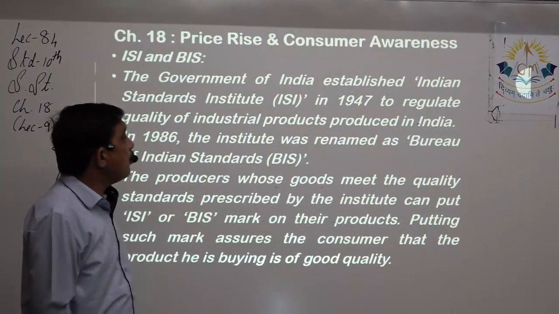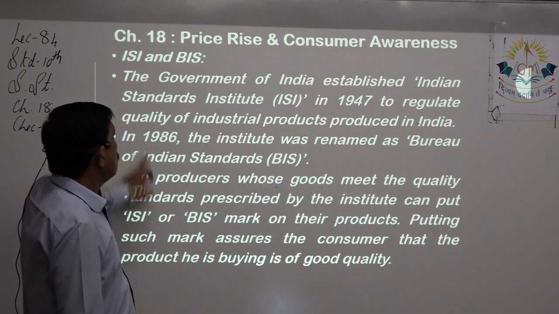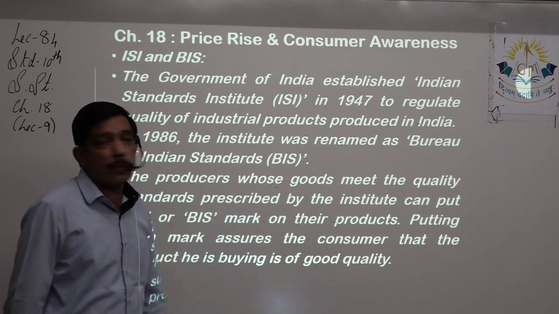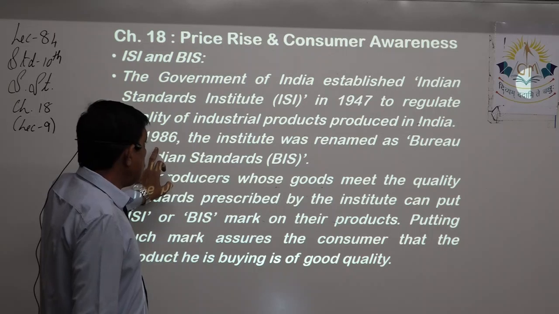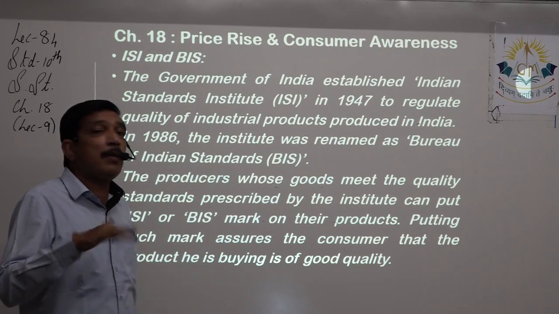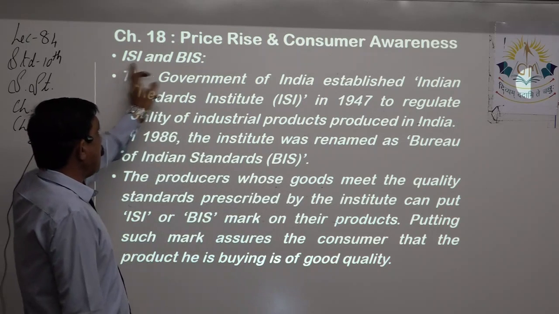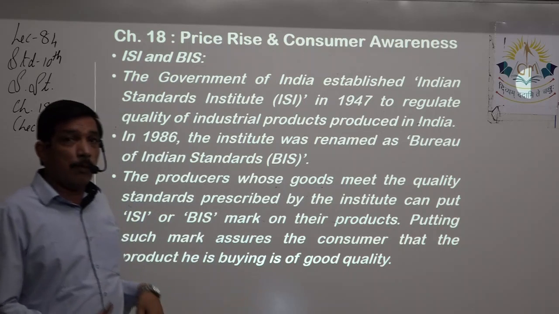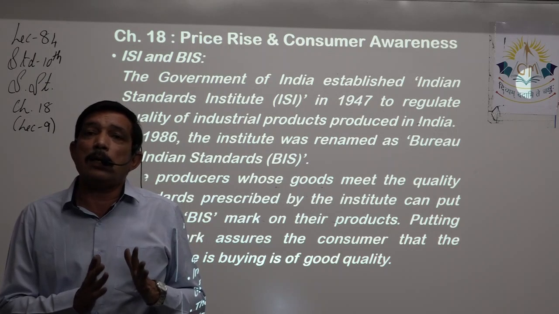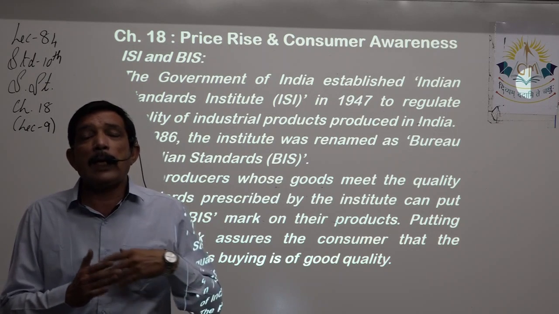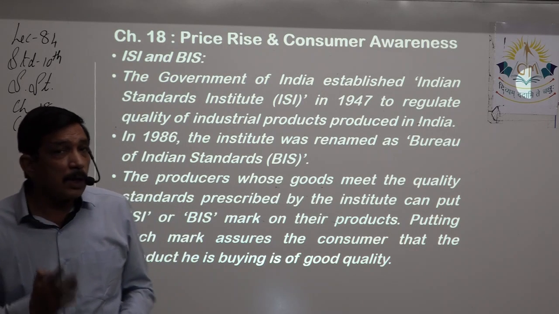So the government of India established ISI, that is Indian Standards Institution, in 1947 to regulate the quality of industrial products produced in India. Later on, the name got changed. In 1986, the institution was renamed as Bureau of Indian Standards, that is BIS. So, ISI and BIS are the same. Initially, the institute established was the Indian Standards Institute, that is ISI. In 1986, it got renamed as BIS, Bureau of Indian Standards.